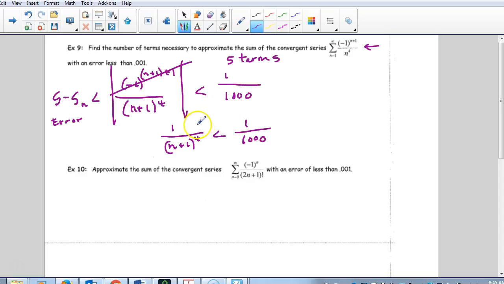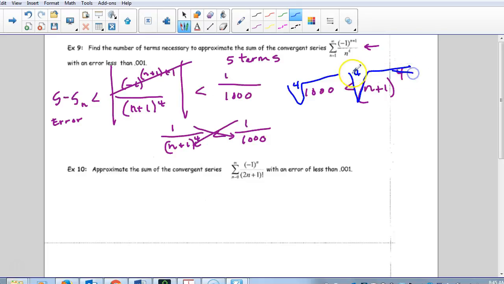And then you can cross multiply. So you got 1,000, keep the less than sign, times (n plus 1) to the 4th. So then I'm fourth rooting everything. So take the fourth root and the fourth root. And that will release your n plus 1 because these cancel. And the fourth root of 1,000 is 5.623-ish.